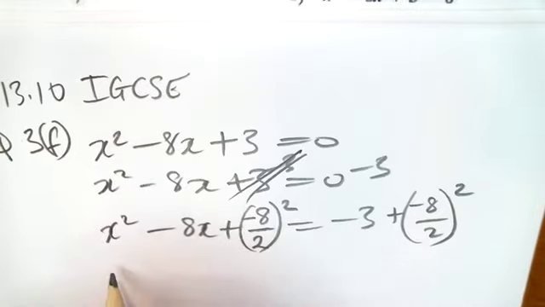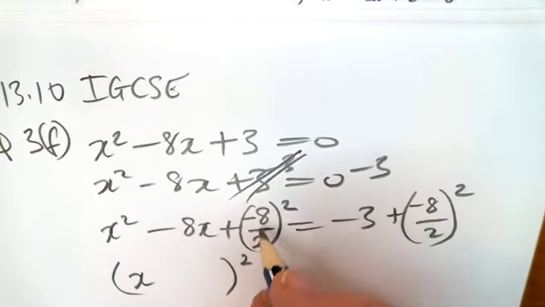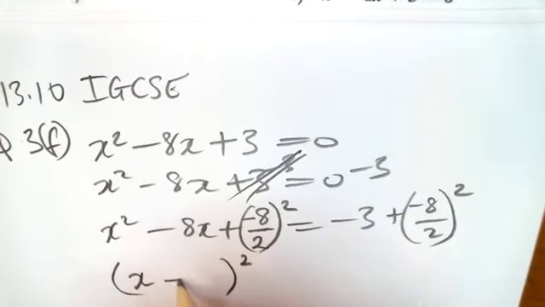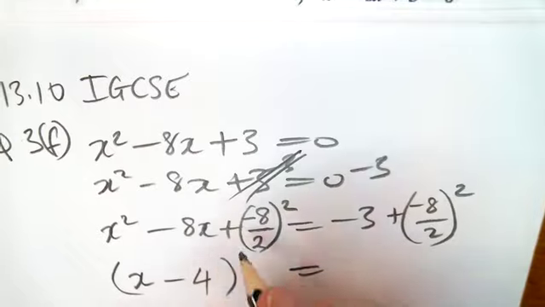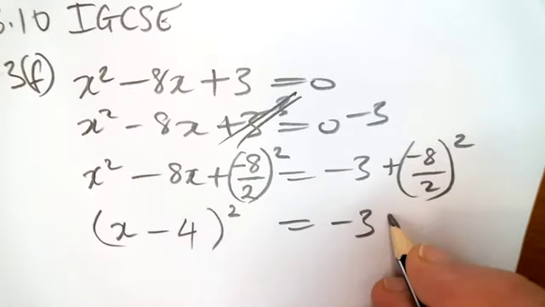Now, of course, in the brackets here, I've got my x, I put a square, and I put the contents of this bit here. Now, negative 8 on 2 is actually just negative 4, so I'm just going to put a negative 4 in there. You could put negative 8 on 2, but why bother? So you got minus 3. We're going to put a plus.